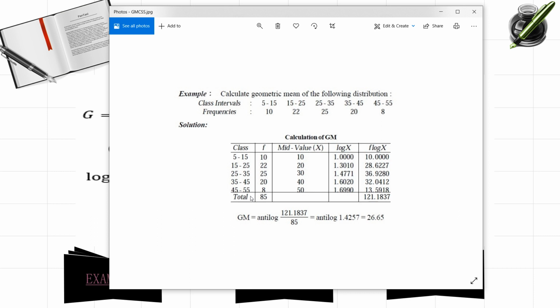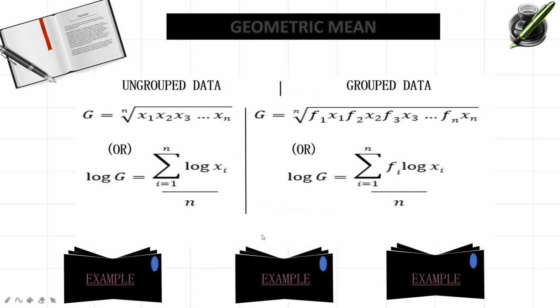Here we got the total of frequencies as 85 and f log x total as 121.1837. And we have the formula for calculating geometric mean, which is anti-log of summation f log x by summation f. Just substitute the values in this formula and find out the anti-logarithm by using the calculator, and we'll get finally 26.65. So these are the methods to find out the geometric mean for different series of data given to you.